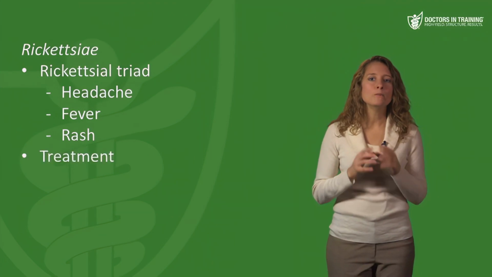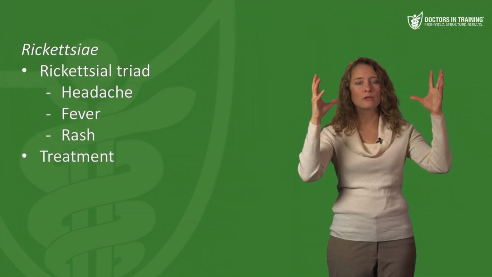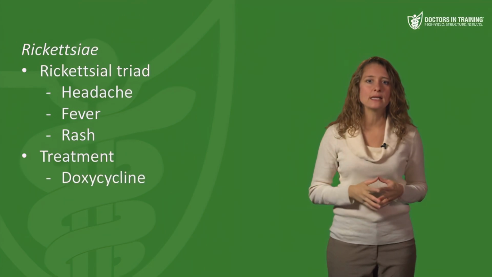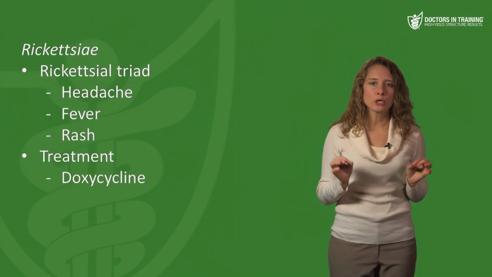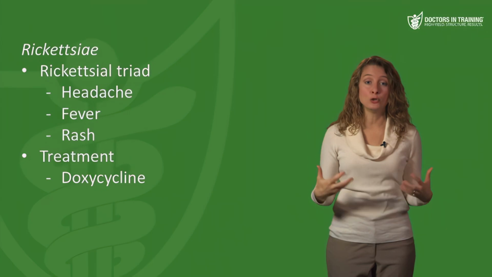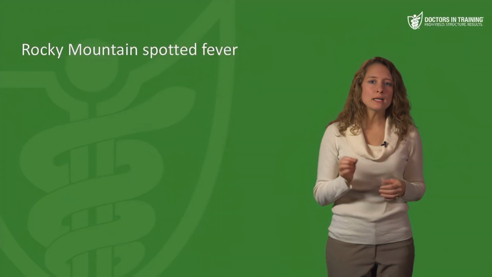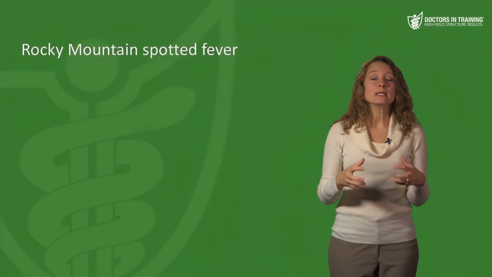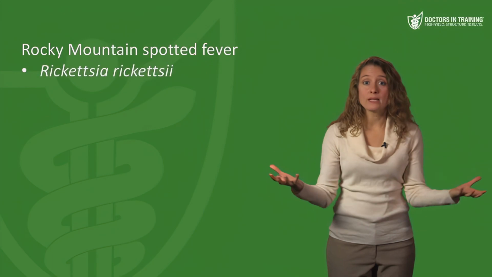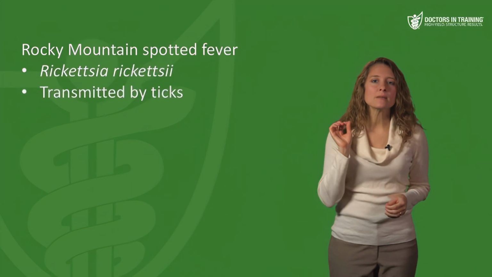The other thing that you must pop into your brain when you think of rickettsial illness is doxycycline. Doxycycline is the miracle pathway to get these people feeling human again. Now let's talk about a few rickettsial illnesses, starting with Rickettsia rickettsiae. Rocky Mountain spotted fever is what's caused by Rickettsia rickettsiae. This is transmitted by ticks.